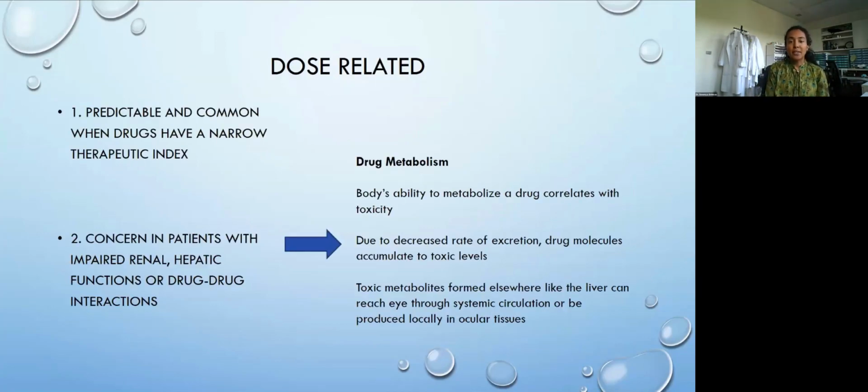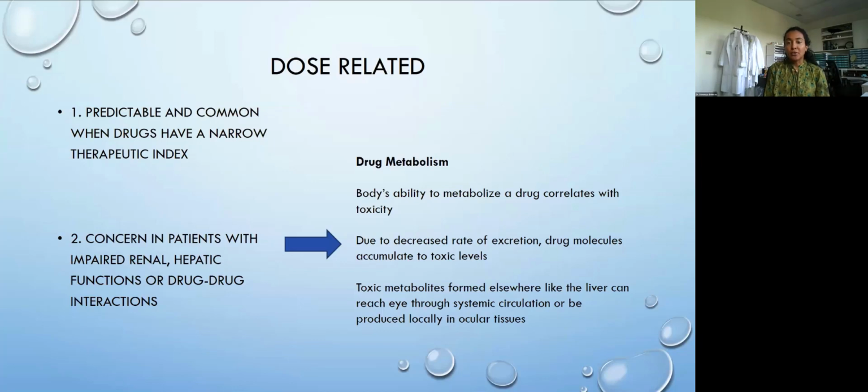So the first one is a dose-related etiology, or cause. Dose-related means drug reactions are predictable and common when a drug has a narrow therapeutic index. Therapeutic index is a quantitative measure of the relative safety of a drug. The concern comes in if a patient has impaired renal (kidney) function or hepatic (liver) function, or if there's another drug they're taking, which may cause a drug-to-drug interaction.